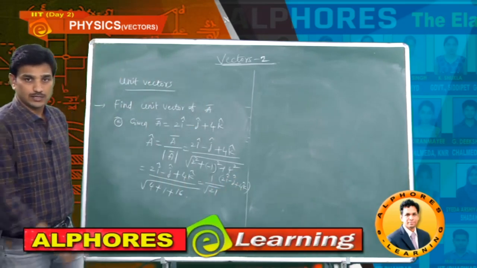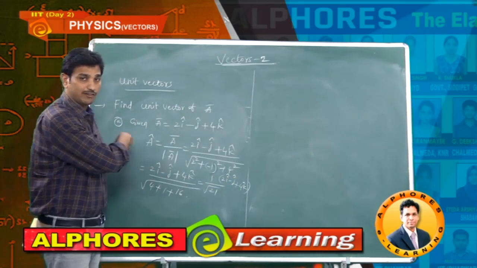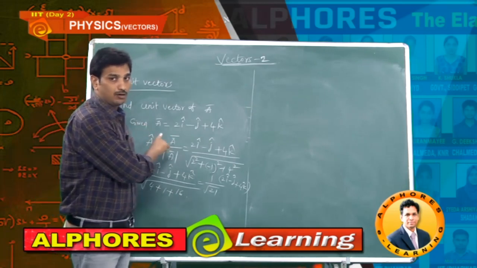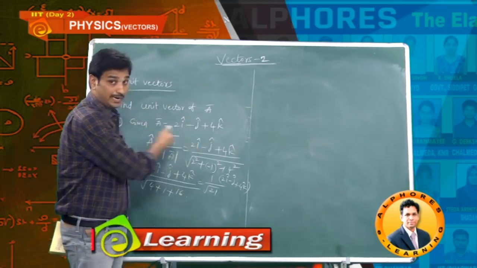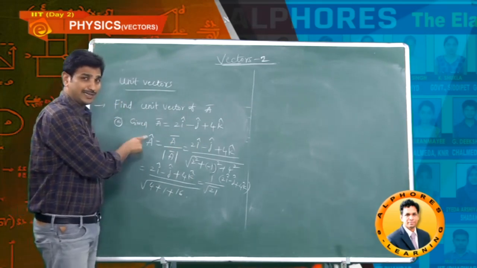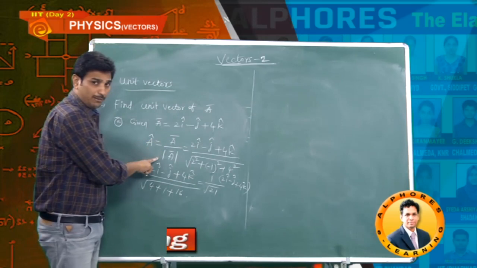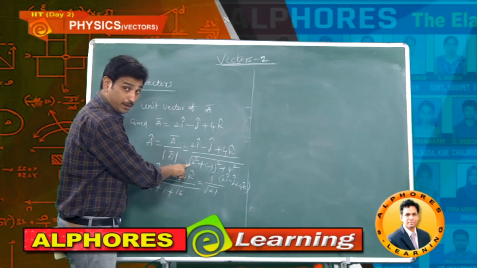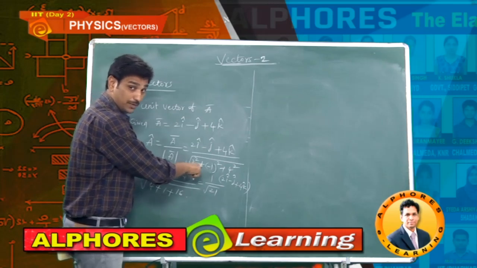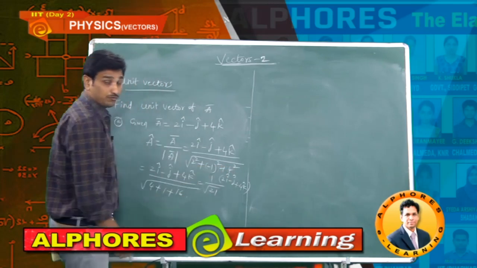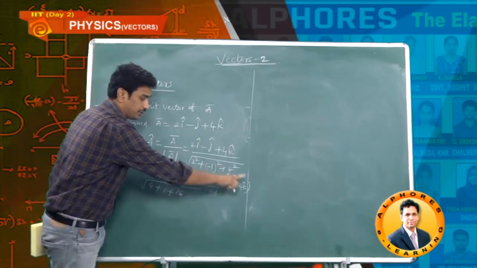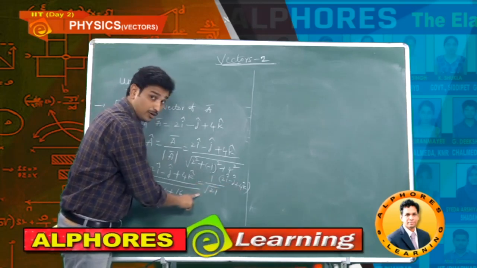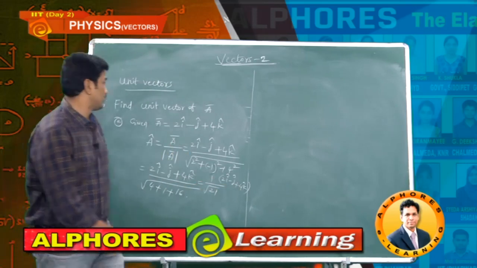I think you understood how to calculate the unit vector of the given vector A bar. In the question, A bar is equal to 2 I cap minus j cap plus 4 k cap. I have just applied the formula, nothing else. A cap is equal to A bar by mod A bar, substitution. Mod A bar, you already know how to calculate: root of I cap coefficient whole square plus j cap coefficient whole square plus k cap coefficient whole square. Finally, after simplification we got the answer: 2 I cap minus j cap plus 4 k cap divided by under root of 21.